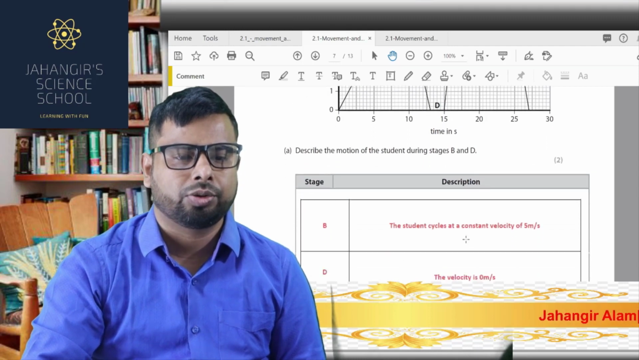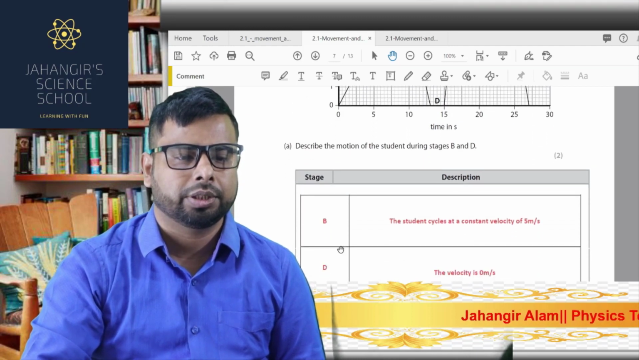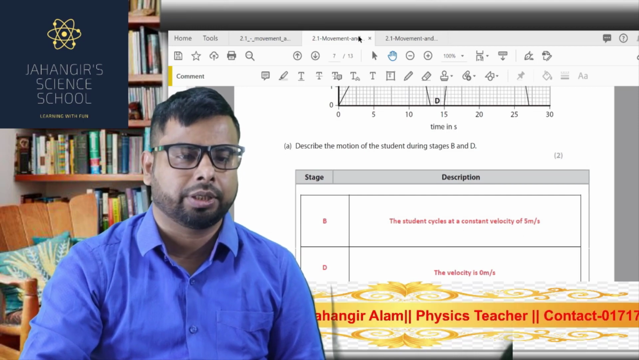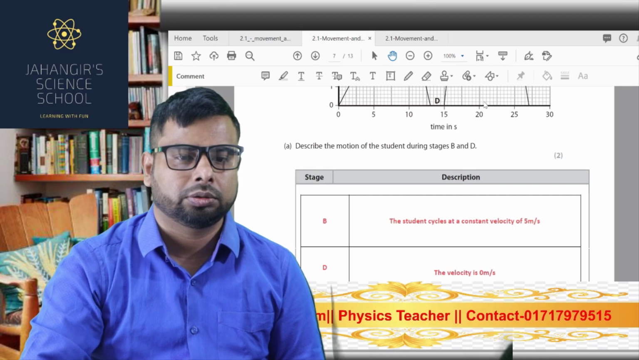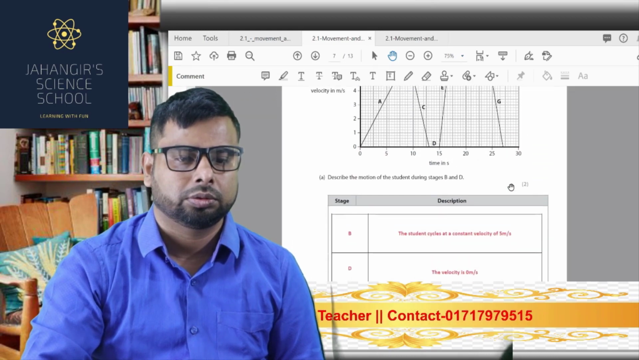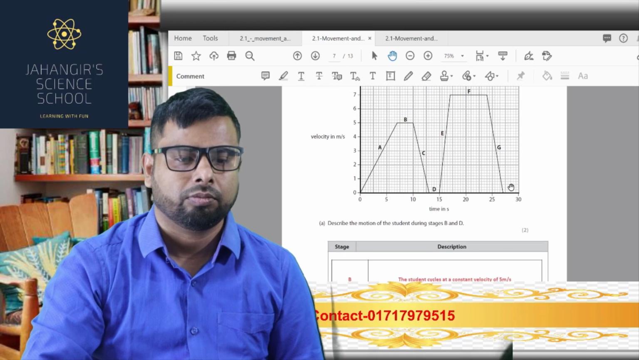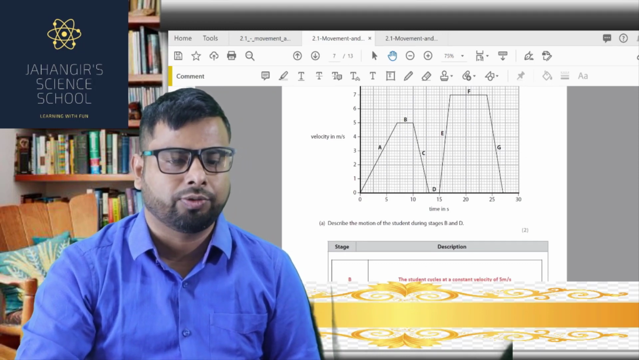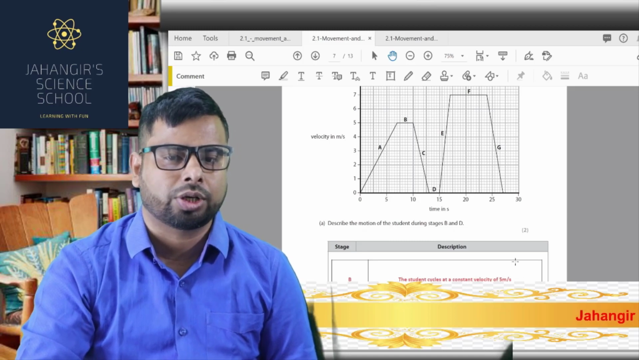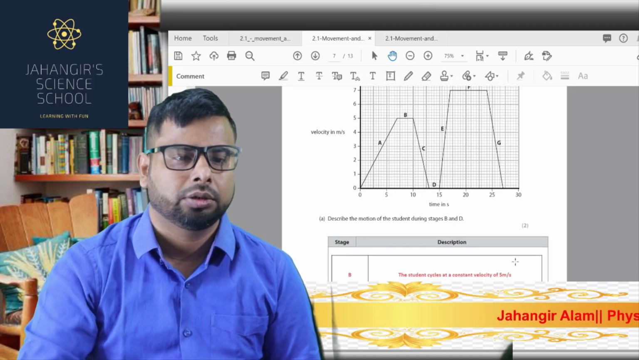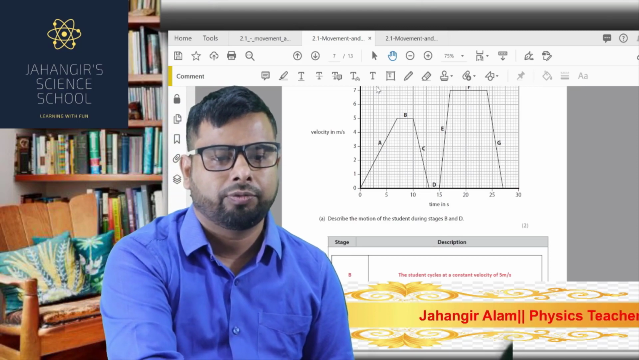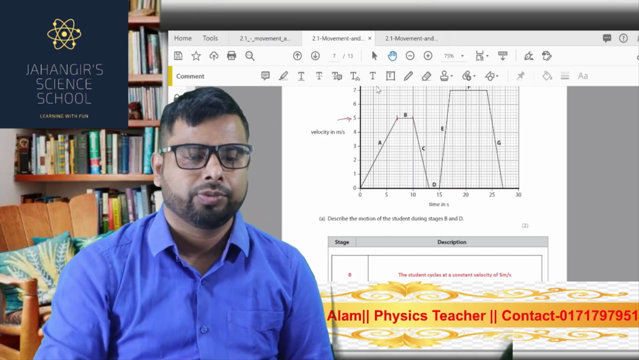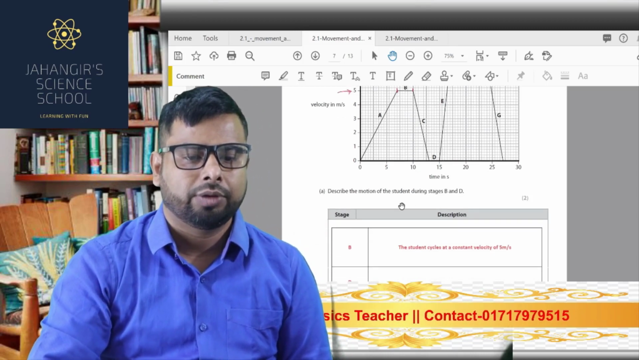Describe the motion of the student during each stage. At stage B, the student cycles at constant velocity of 5 meters per second. Here is constant velocity. And at D, the velocity is 0.